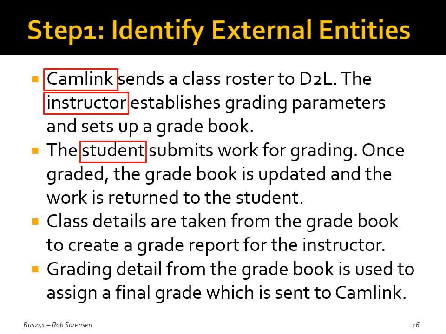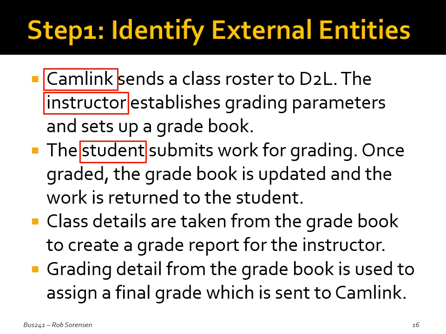Now, the first thing I'm going to do is identify those external entities. So anything external to our little system. D2L wouldn't be external because that's the system itself, but CamLink, the instructor, and the student are all external entities, aren't they? They're things that interact with our grading system. Maybe places we get information from or send information to. CamLink is software. The instructor and the student are people. They can both be external entities. So I've identified them and put little boxes around them.